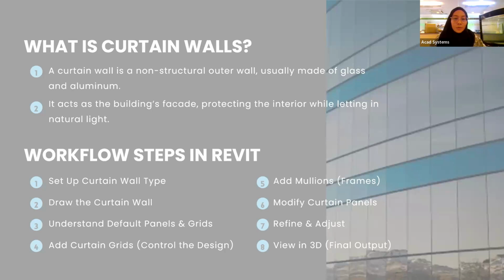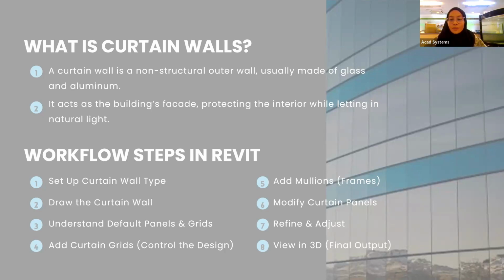So what is curtain wall? Curtain wall is a non-structural outer wall, usually made of glass and aluminum, that acts as the building facade and protects the interior while letting in natural light. So this is the purpose of curtain wall, it is for design.